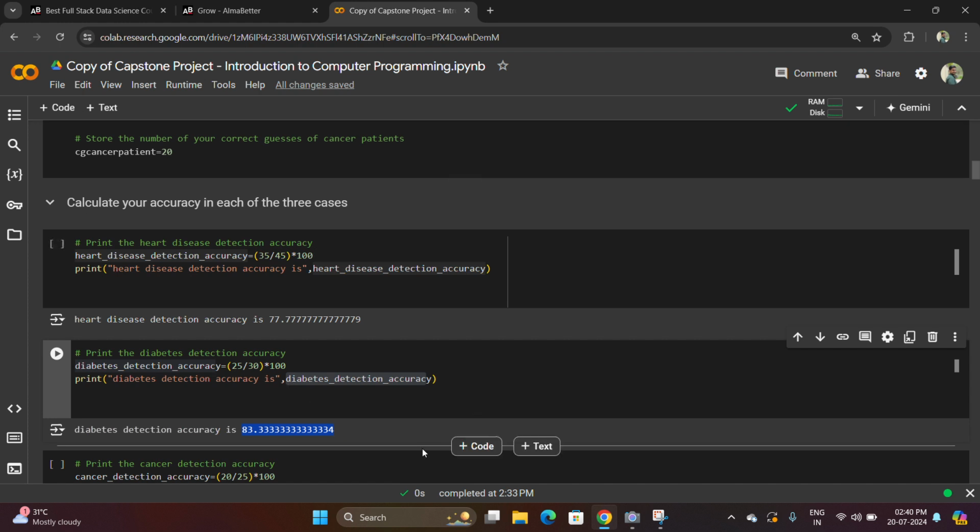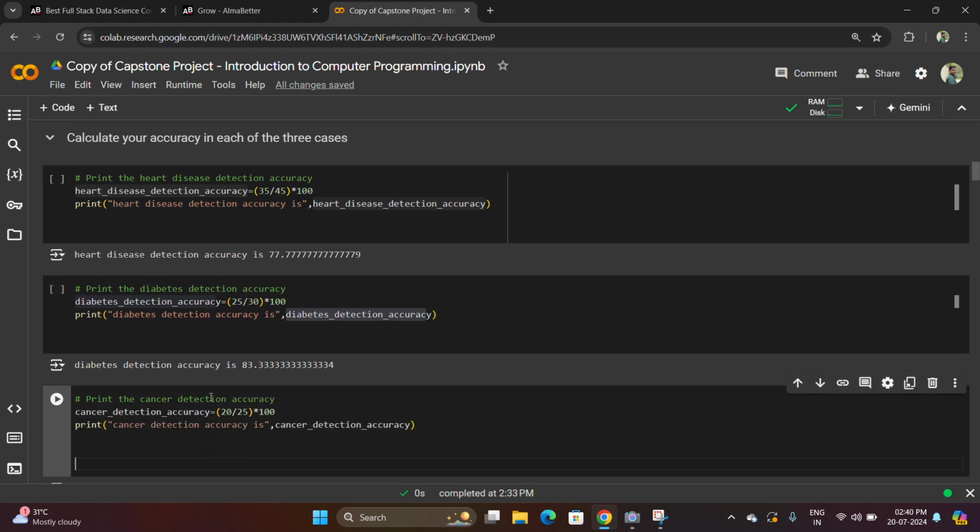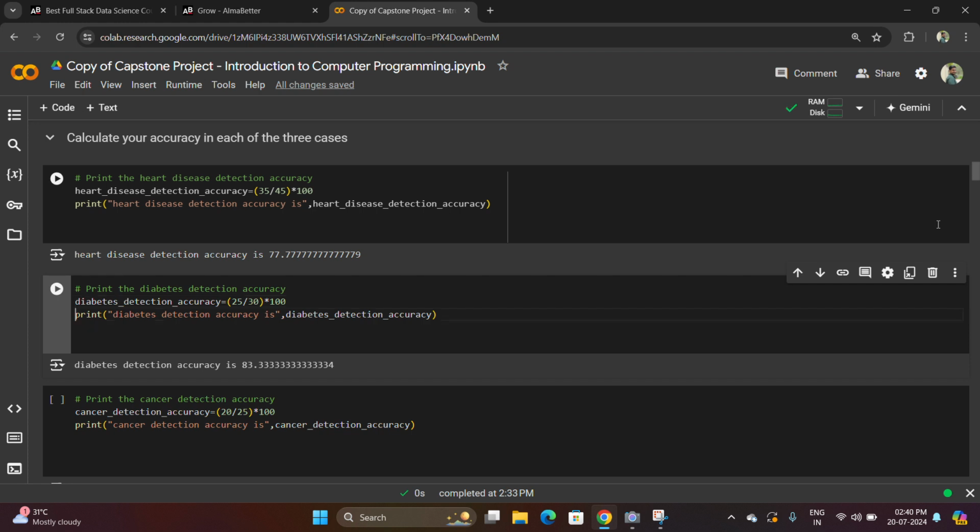Similarly, we print the cancer detection accuracy. Totally 20 cancer patients were detected out of 25, so we divide 20 by 25 into 100. Similarly, we print the data and we will get the output.